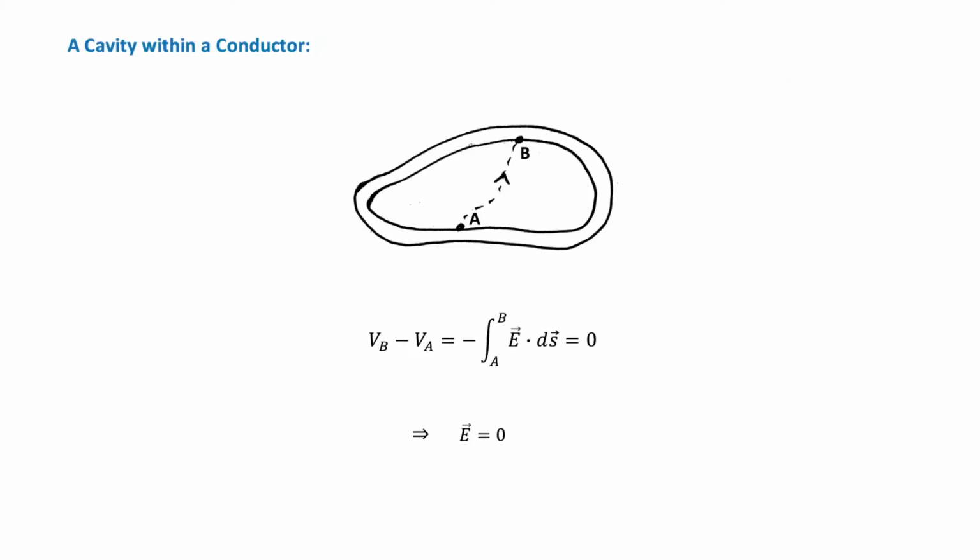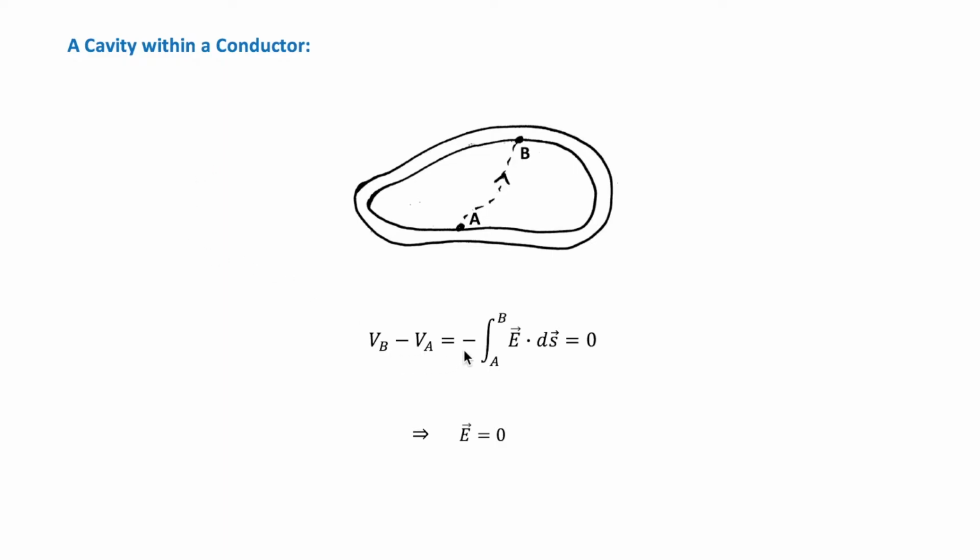So let's now consider a cavity within a conductor that is in electrostatic equilibrium. Suppose there are no charges inside, so the electric field inside the cavity is 0. And note that this field is 0 even if there is an electric field existing outside of the conductor. And we can show this from this equation.